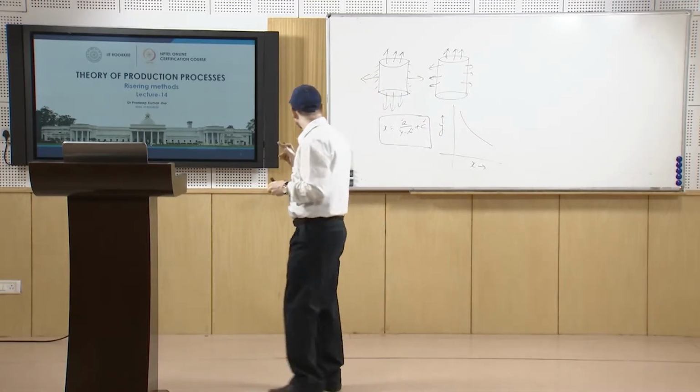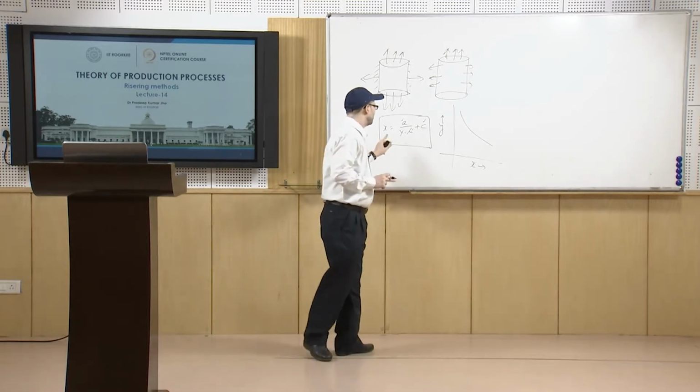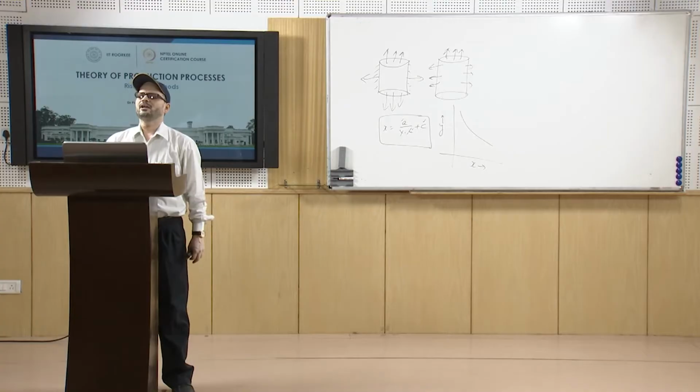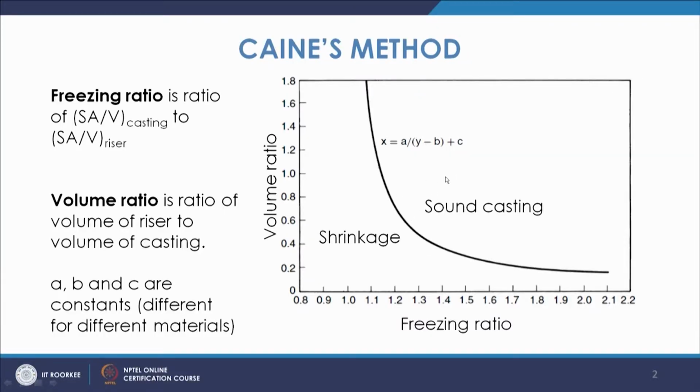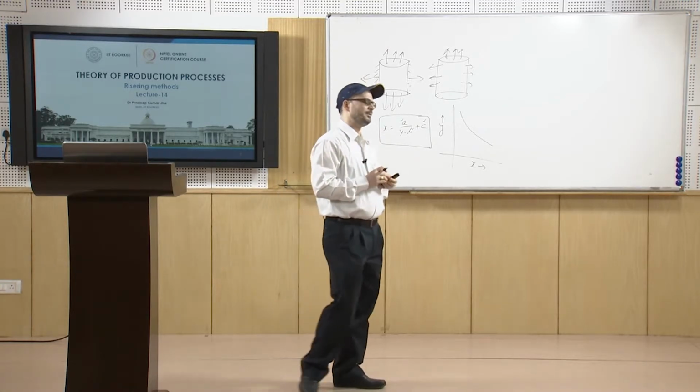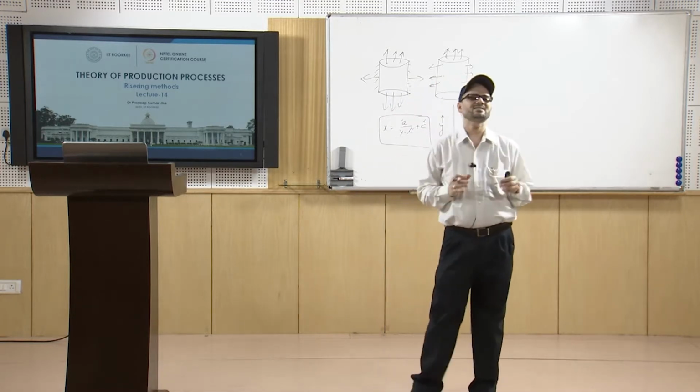Now, this graph tells that for any freezing ratio value, if the value comes out in this region, then your casting is sound. Otherwise, if it falls in this region, then your casting is likely to have shrinkage. This graph is given by Cain, and that is why this method is known as Cain's method.